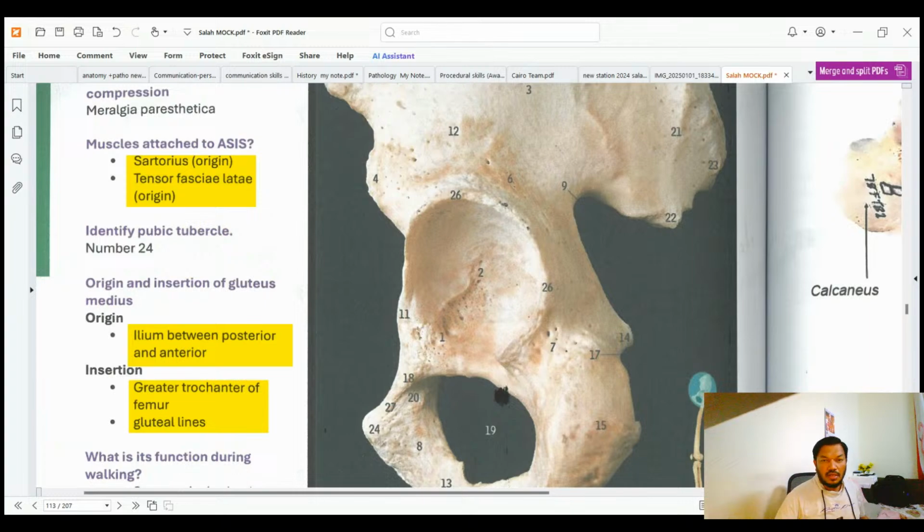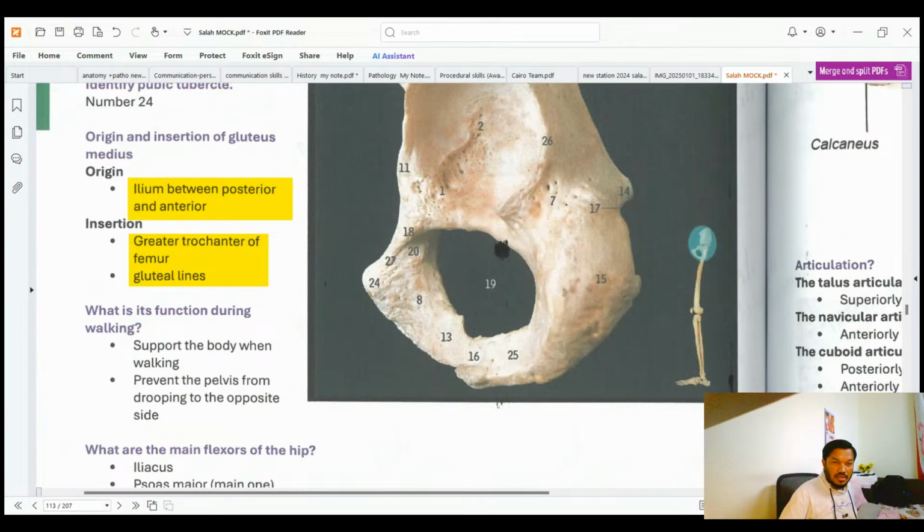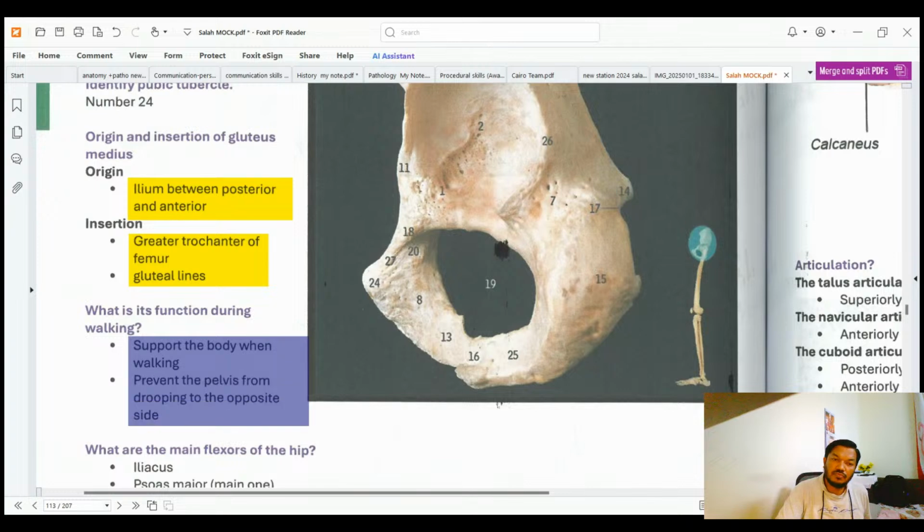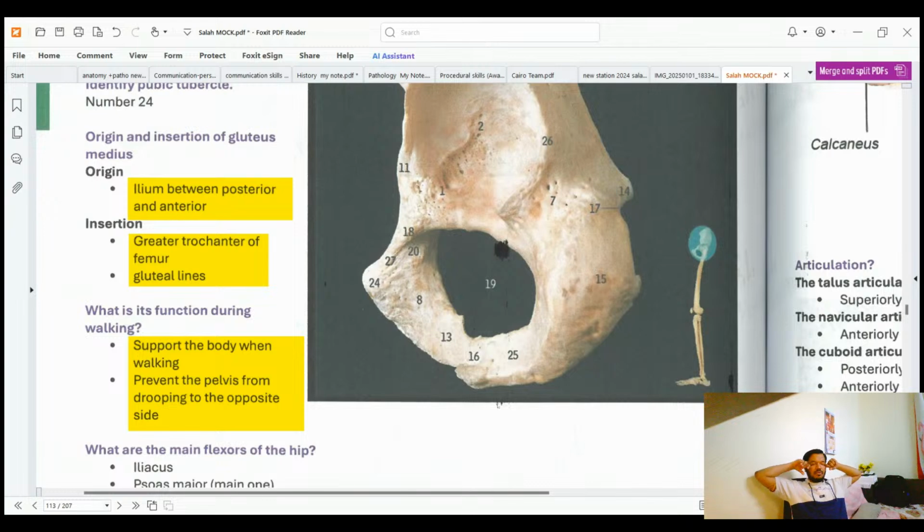Okay. Then what is the function during walking? It supports the body when walking and prevents the pelvis from dropping to the opposite side while one leg is on the ground.